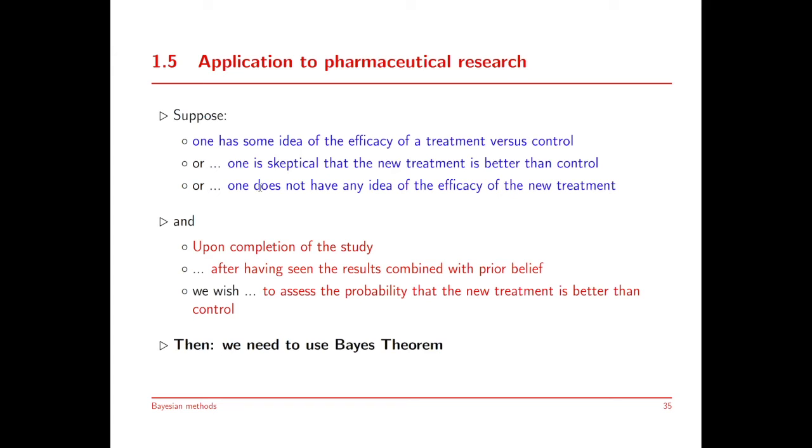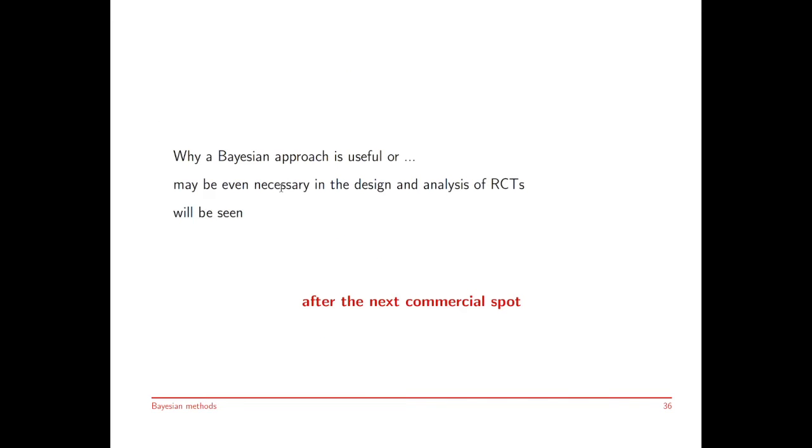All of that can now be applied to pharmaceutical research because we can often have some idea of the efficacy of a treatment versus control. In other cases, we can be skeptical that the new treatment is better than the control. And in most of the cases, maybe we will not have any idea of the efficacy of the new treatment. In all these three cases, we combine that with the results of our clinical trial. And how to do that formally, well, that's again using Bayes' theory. Now, why a Bayesian approach is useful or even maybe necessary in the design and analysis of clinical trials will be seen after the commercial spot we see immediately.